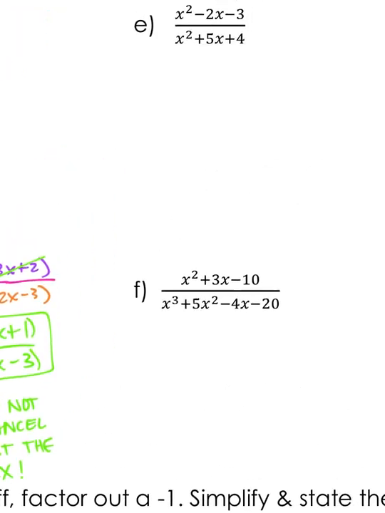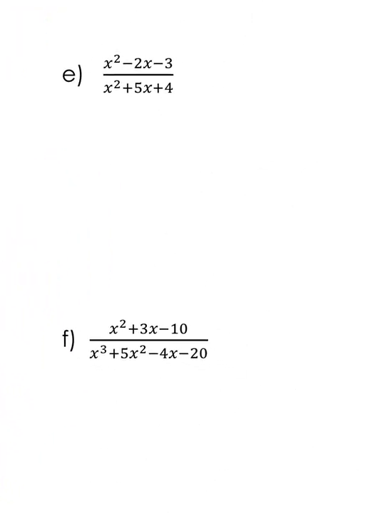All right, let's go to E. We're going to factor these. I am not going to work through how to factor them. We should be familiar with factoring by now. We've done a whole lot of it. So I am just going to factor. This is going to give me x plus 1 and x minus 3. The bottom is going to give me x plus 1 and x plus 4.